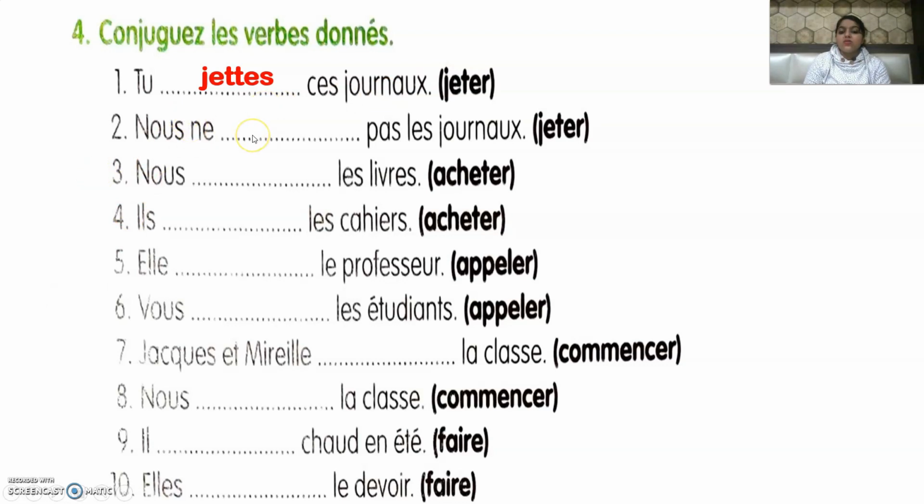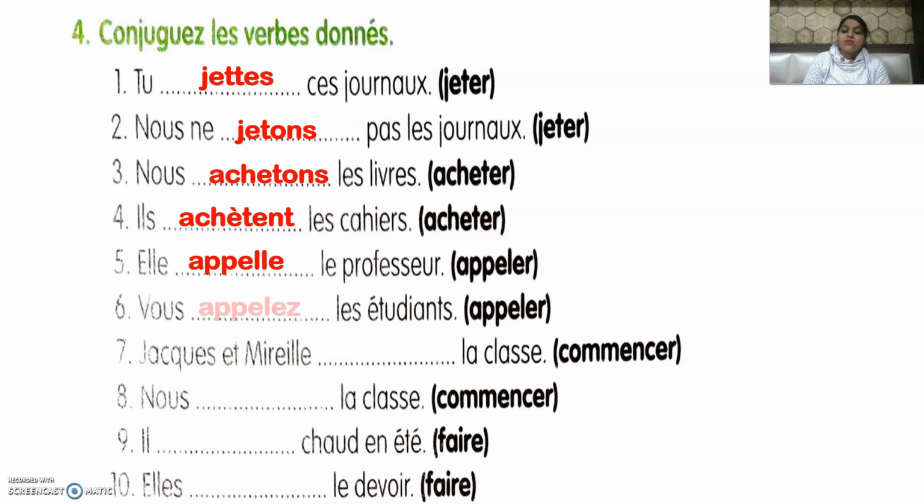Second one, nous ne jetons pas les journaux. That means we don't throw the newspapers. Third one, nous achetons les livres. That means we buy the books. Fourth one, ils achètent les cahiers. That means they buy the notebooks. Fifth one, elle appelle le professeur. That means she calls the professor.